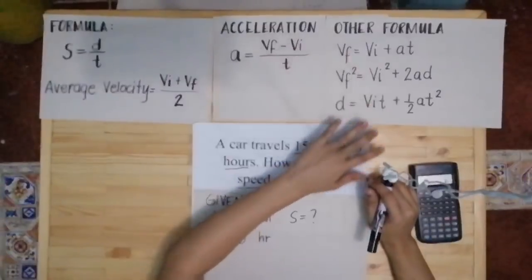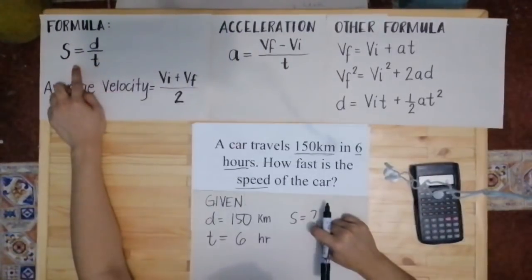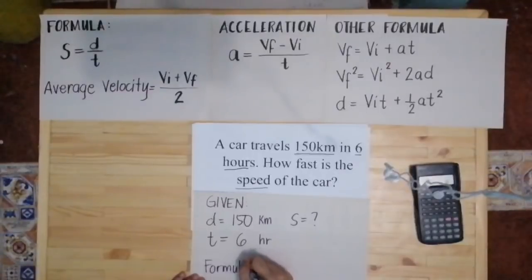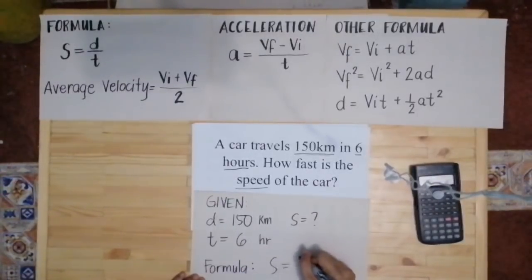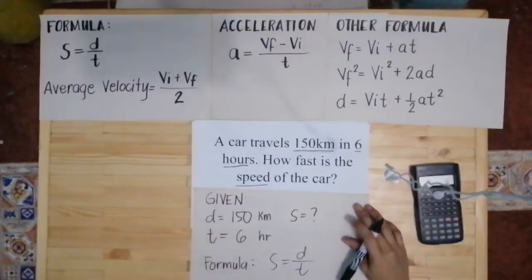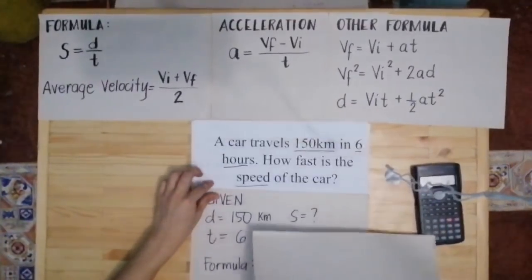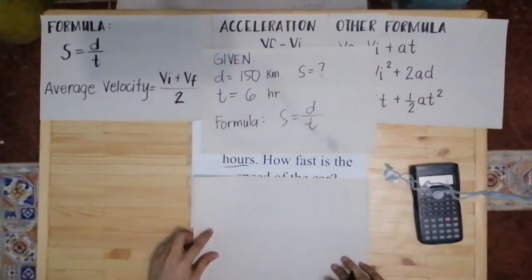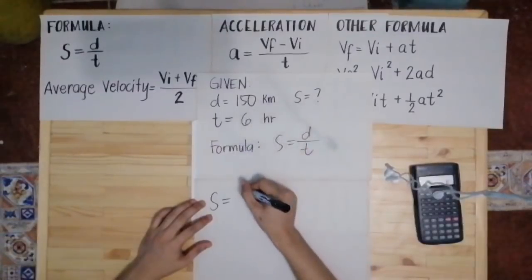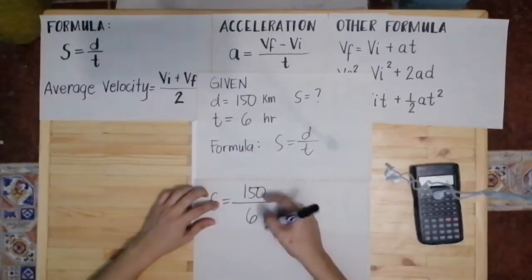Then, hanapin natin yung formula na pwede natin gamitin for S. So, dito, wala namang S dito. So, ito lang yun. So, S is equal to D over T. Yung formula na gagamitin natin ay S equals distance over time. So, para masagutan natin yan, let's substitute the given. So, S equals distance is 150 divided by 6.